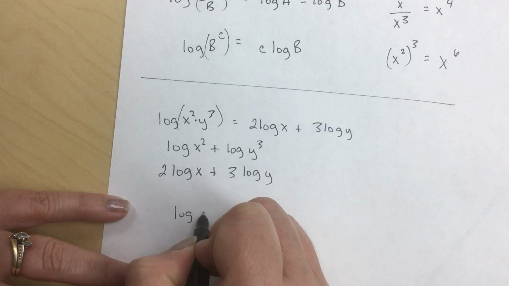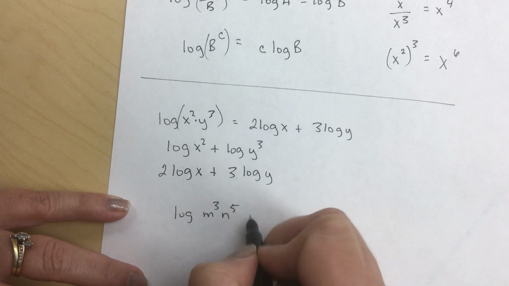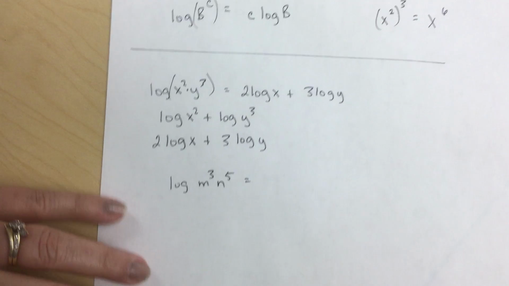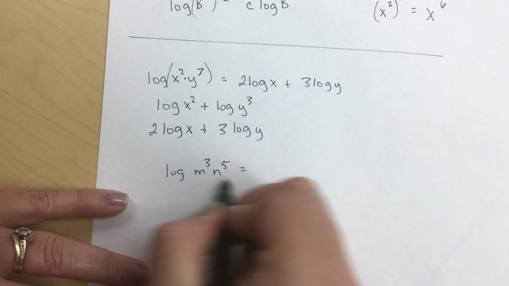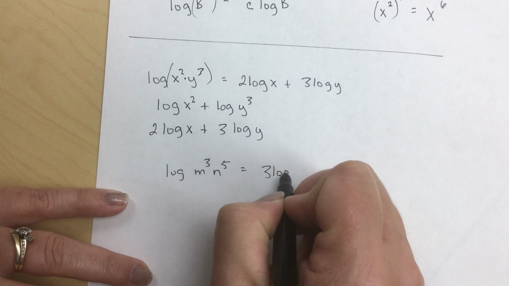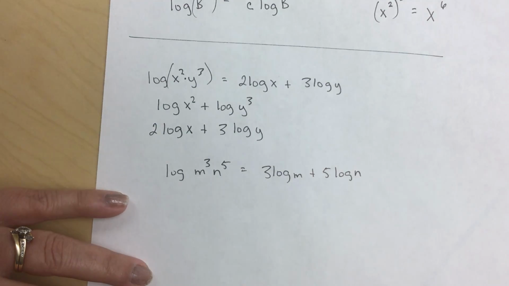Okay? So you try this one. Log of m to the third n to the fifth equals what? So I would pause the video, go ahead and do that. Press play when you think you got it. So that's just going to be 3 log m plus 5 log n.